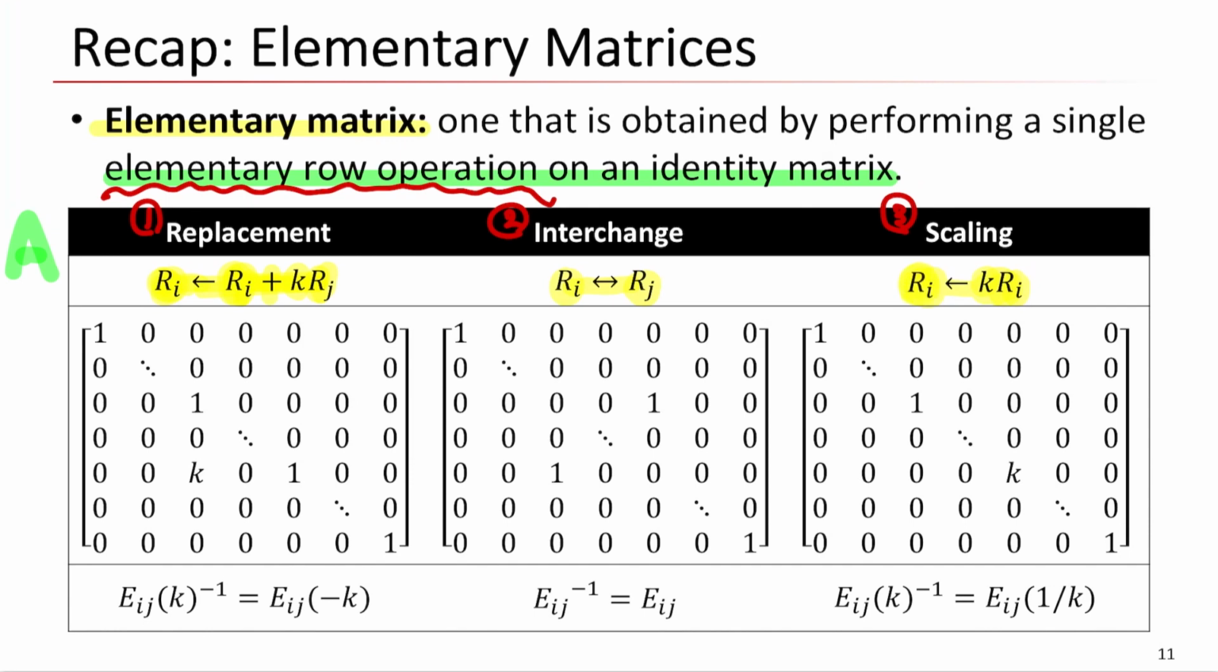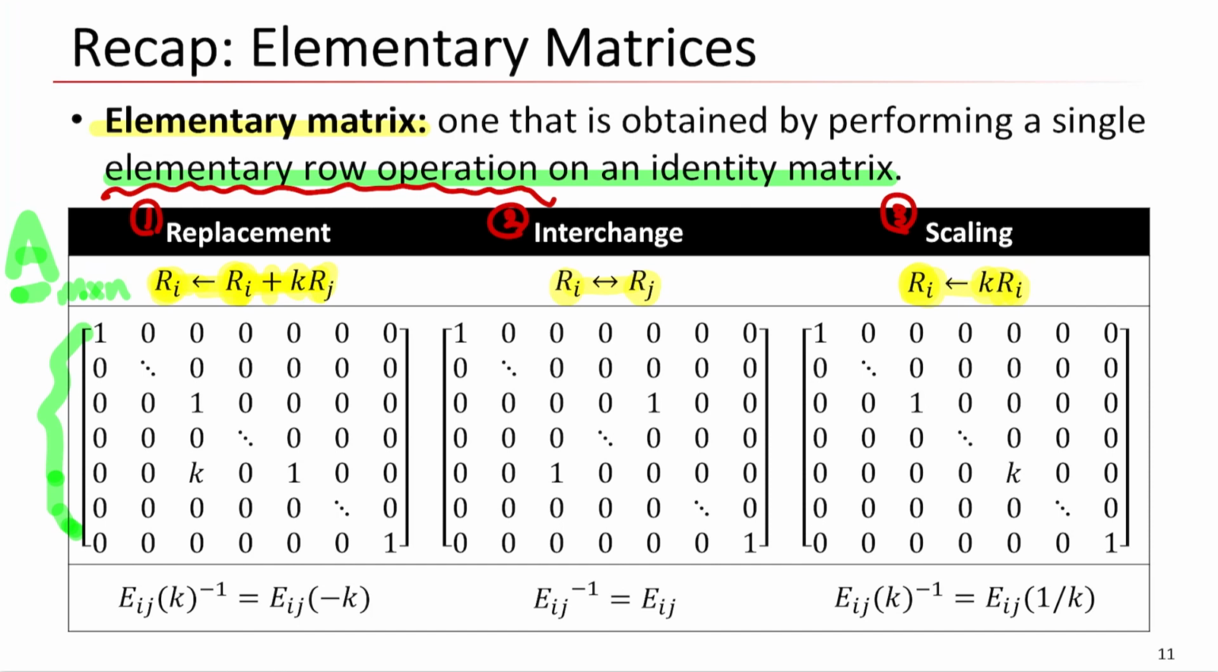For example, okay, before seeing the example, I want to show the generalized form of the elementary matrix. The general form of the elementary matrix is as below. Let's say the size of the matrix A is m by n, right? So first of all, in this case, what is the size of the elementary matrix? What is the size of the elementary matrix?